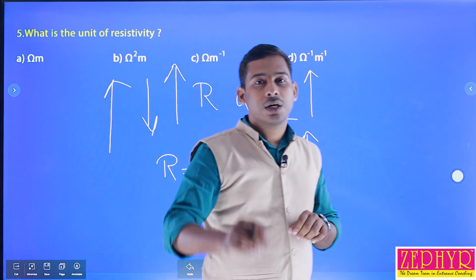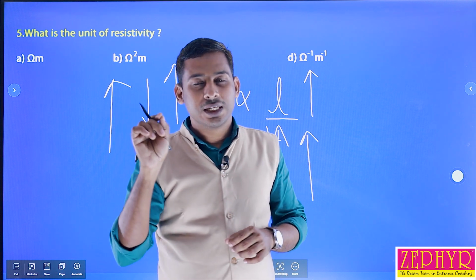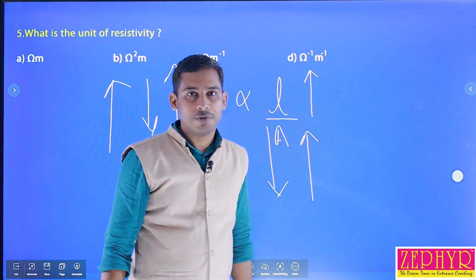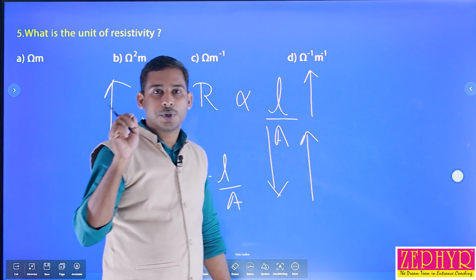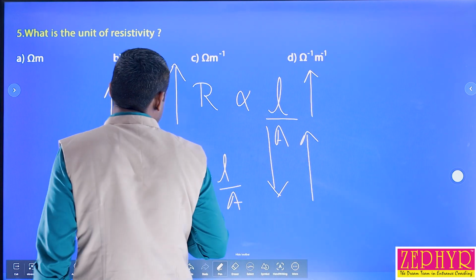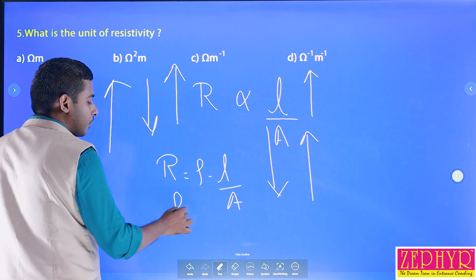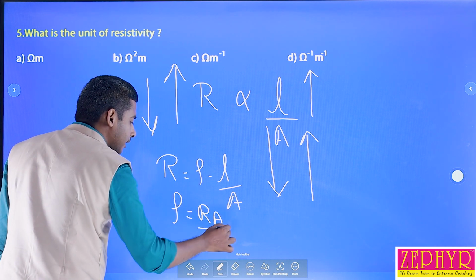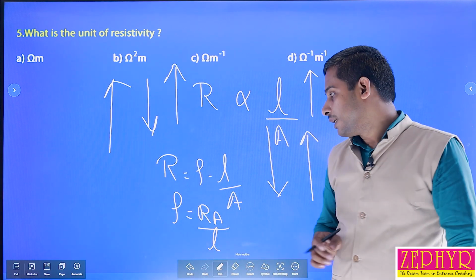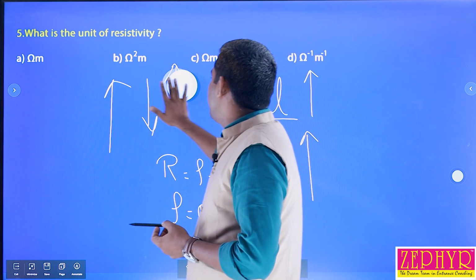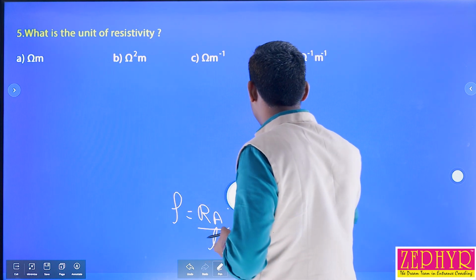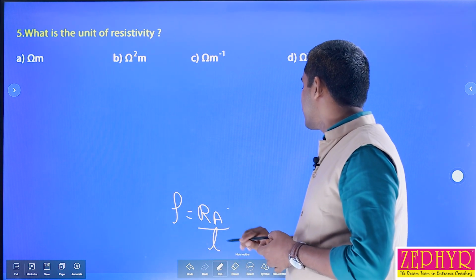Dear students, where rho is the proportionality constant that is known as resistivity. What is rho? Rho is the proportionality constant that is known as resistivity. From this we can take rho equal to RA divided by L. How can we take RA divided by L? That is based on the SI system. Based on the SI system, we have to take the unit of the given quantities.